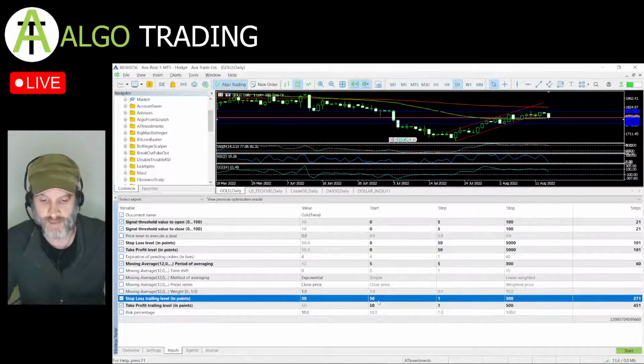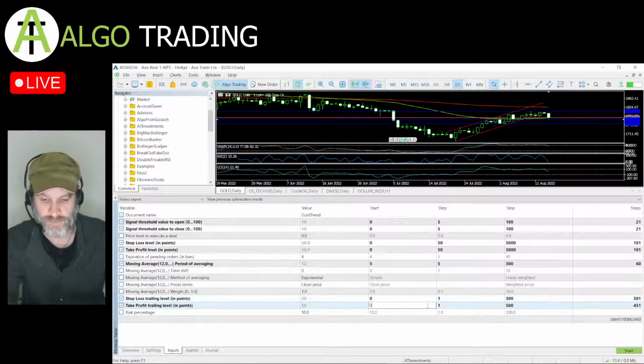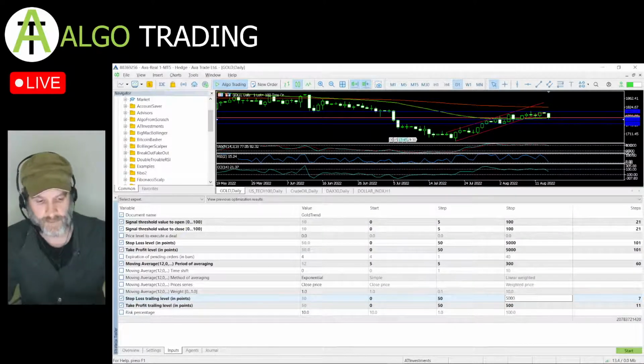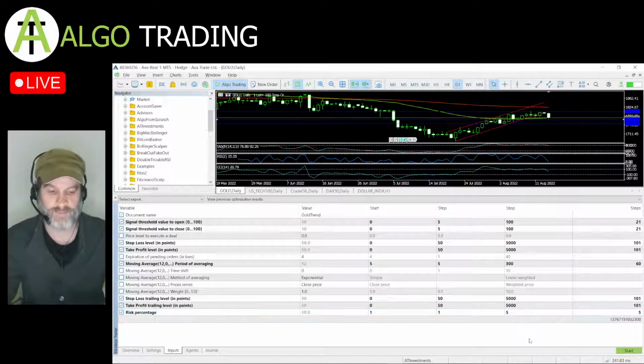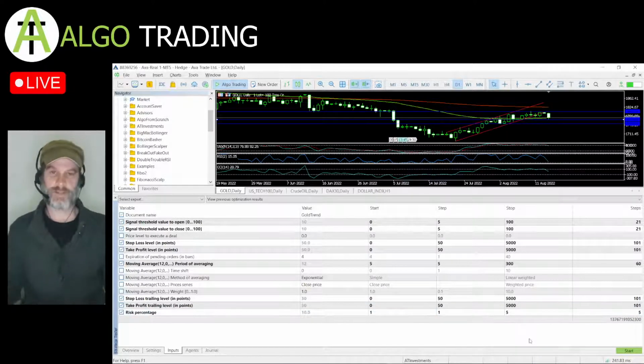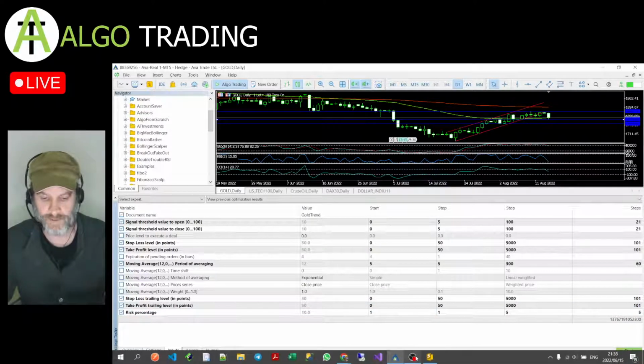Stop loss and trailing, we're going to start at 0. Again, we go up in 50, and we're going to go to 5,000, just like we did for the stop loss. And the risk percentage, I think let's just optimize for different risk levels. Start at 1, we'll go up in 1, and we're not going to risk more than 5. Okay, so that's our optimizations. Any questions yet?